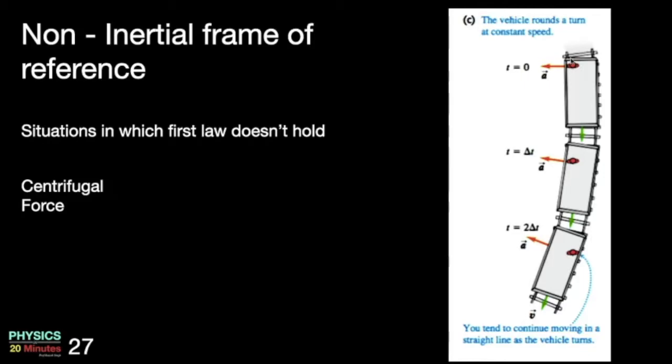So you can see that the person is on a straight line. He moves from here to here and then from here to here. So he's moving on a straight line while the wagon is going in a circular track. If you observe the situation from outside, you will say the person is moving at a constant speed in a straight line while the wagon is moving on a circular track.